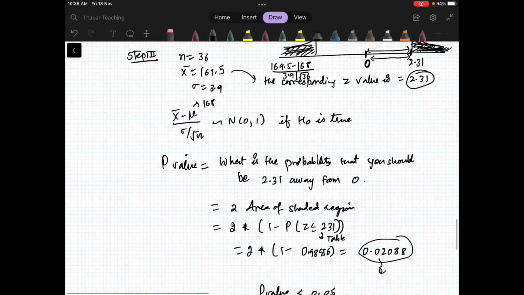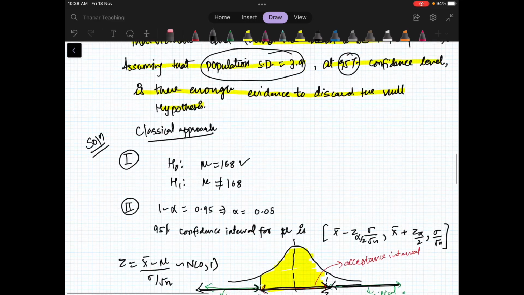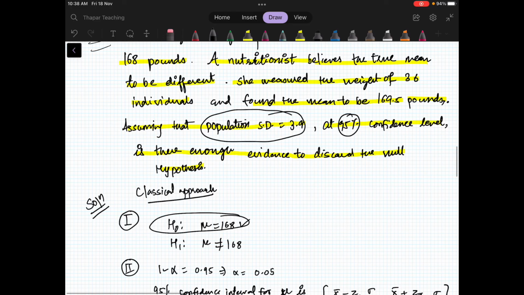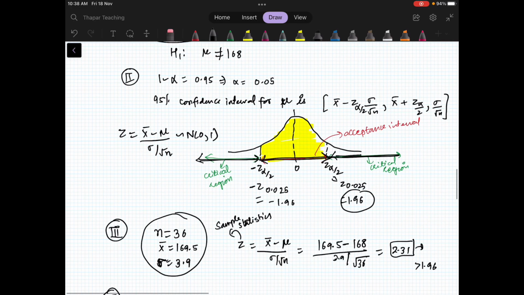So the idea is, in this situation, your claim is not supported by what you are collecting from data. This is your data, right? So that is the idea. And these are the two approaches.